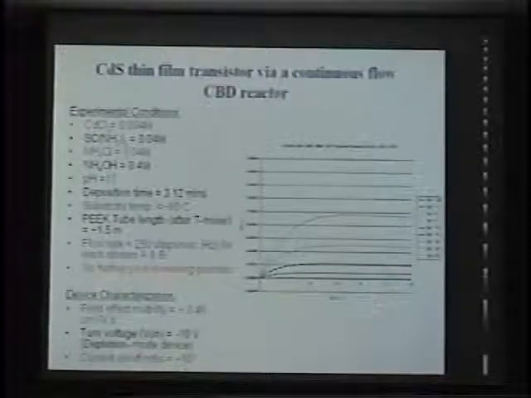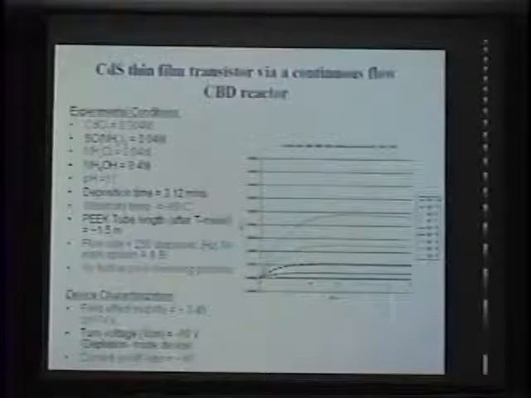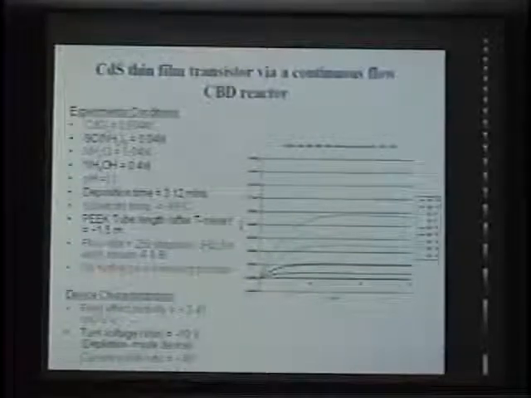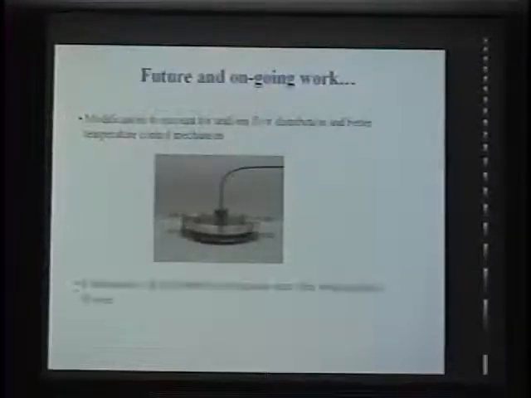And we found we actually can make functional transistors. Although the mobility is slightly lower, about 0.45 in this case, we're quite happy. We think if we tweak the process a little bit more, we can get much better device performance. For the future work, we're trying to modify the reactor to make a more uniform flow distribution and temperature control.